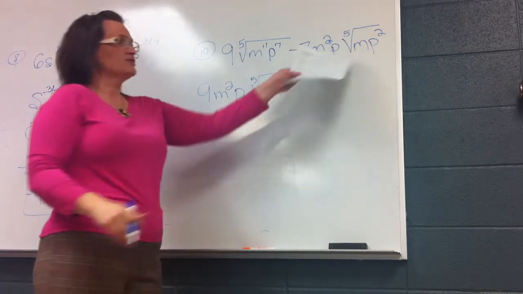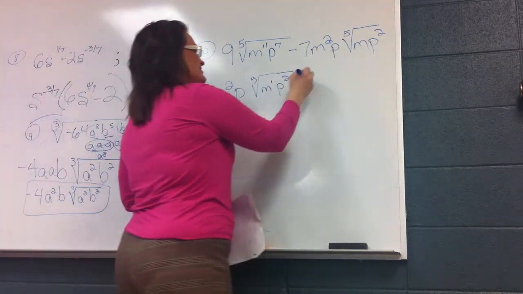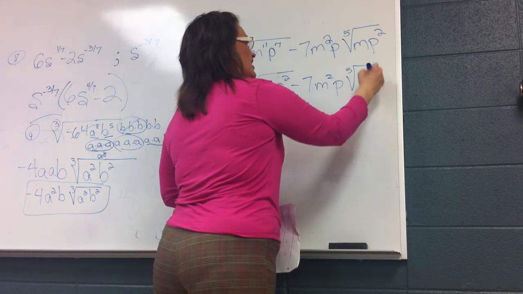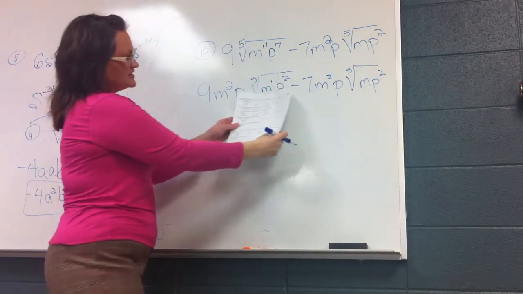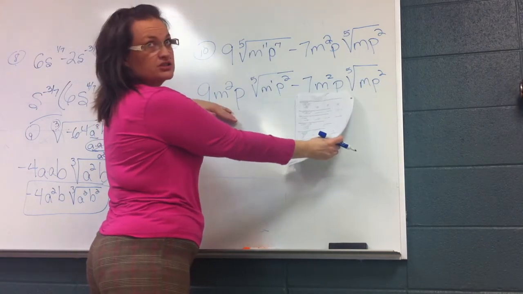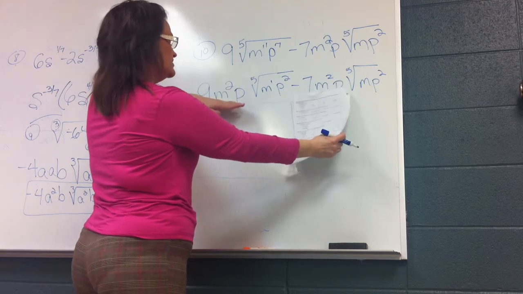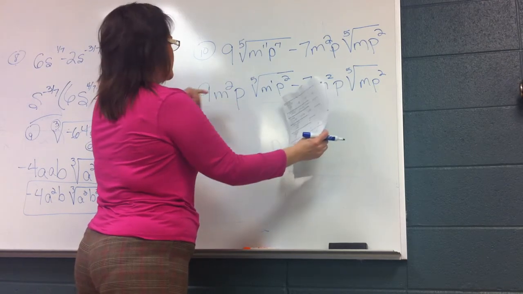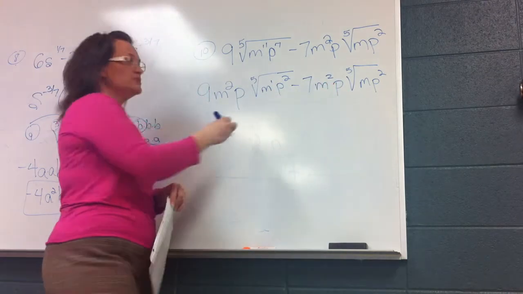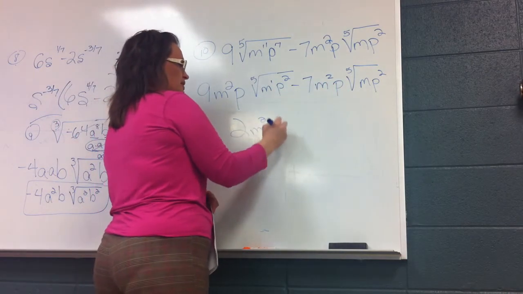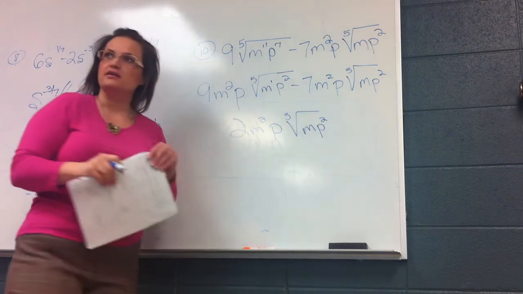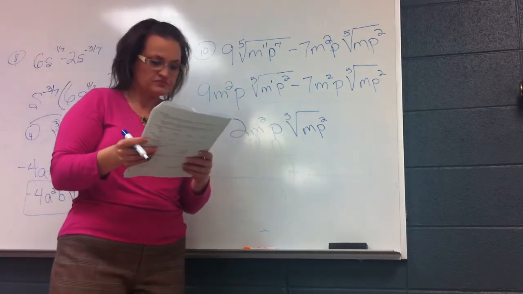Great, great. Now notice, it must have been set up like this, right? It works out so that you have like terms. If you have exactly the same radicals, you're allowed to combine the coefficients. These combine. And notice these are like terms to combine. 9 m squared p and minus 7 m squared p would combine to be 2 m squared p of that common radical. So that's the final step on that one.